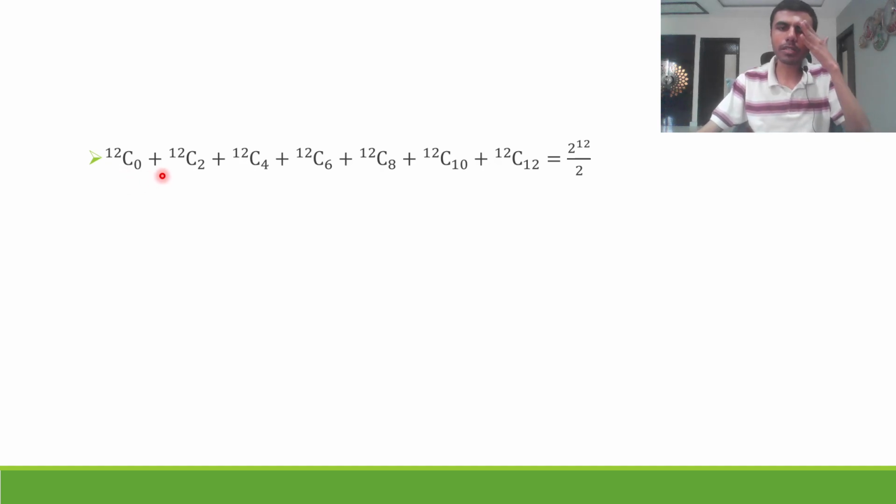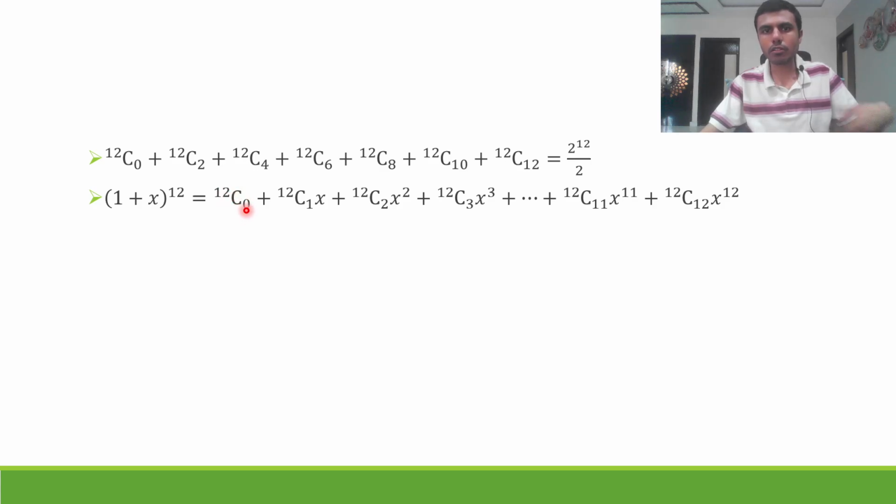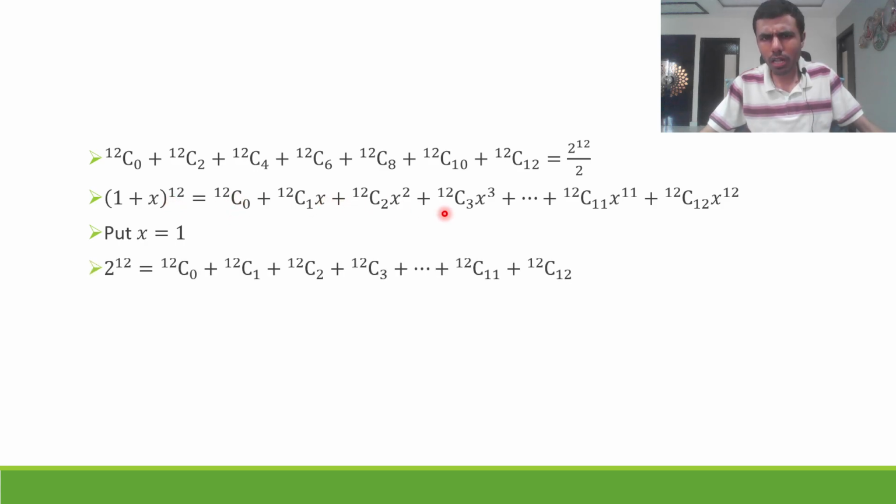First explanation done. Next, why I told you that 12c0 plus 12c2 and so on is nothing but 2 power 12 by 2. See, (1 plus x) whole power 12 is 12c0 plus 12c1 into x plus 12c2 x square and so on till 12c12 x power 12. I hope you are familiar with this much basic binomial theorem expansion. Now first put x as 1. If you put x as 1 here, I get 1 plus 1 is 2, so 2 power 12 is equal to 12c0 plus 12c1 plus 12c2 and so on till 12c12. All the x's are 1. This is what I'm going to get.